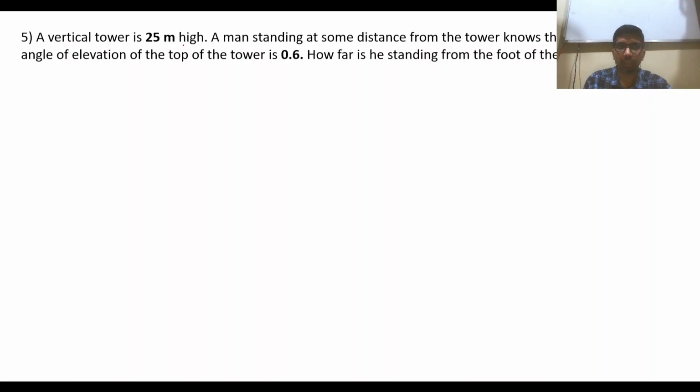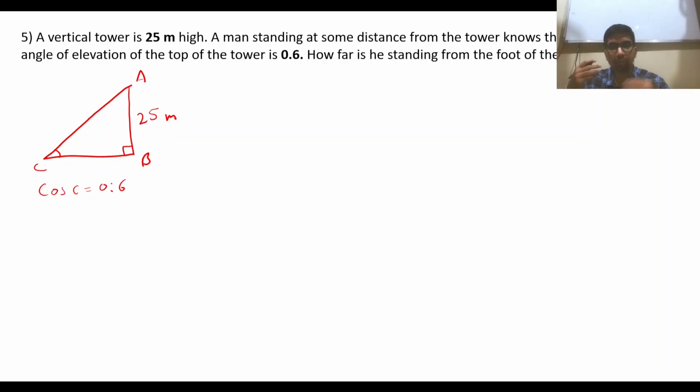A vertical tower is 25-meter high. The tower is 25-meter high. ABC. This is 25 meters. So just write the units, write the values. A man standing at some distance from the tower. There's a man over here who knows that the cosine of the angle of elevation is 0.6. So they have given the value of cos C directly, 0.6. There's no need to find any angle, nothing. Cos C value सीधा दिया अपने को.